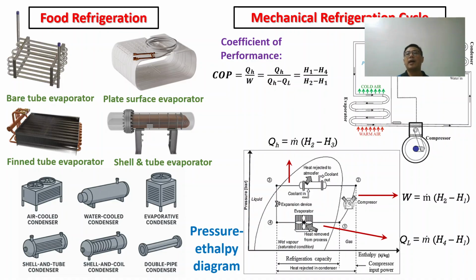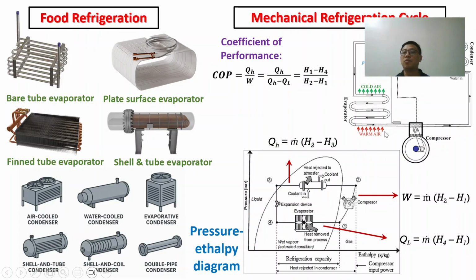Okay, then we look at the mechanical refrigeration cycle. On the right hand side top here, this is the common mechanical refrigeration cycle. We have discussed this. If you look through here, we have liquid coming in to the evaporator, and then we have warm air flowing here, right? The warm air is from the environment that we want to cool down.